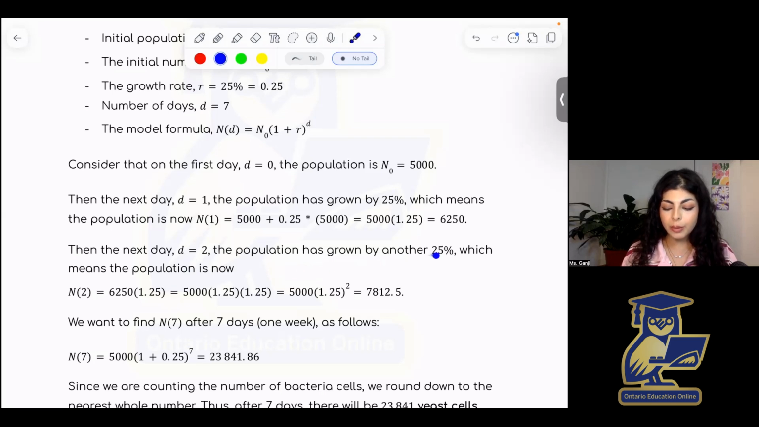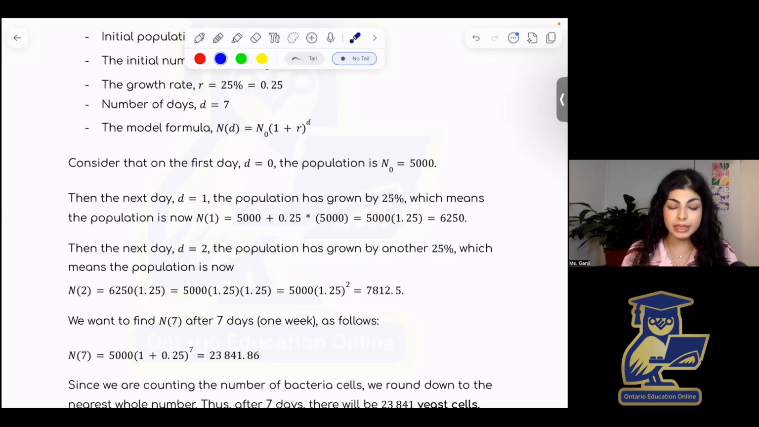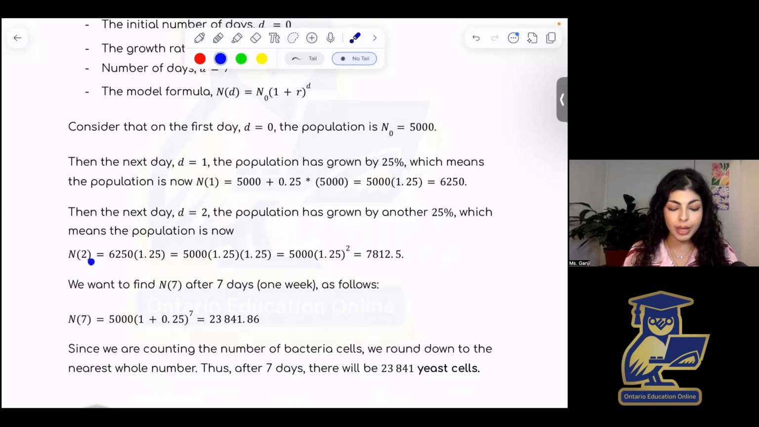So now the population has grown by another 25%, which means that now the population, N2, is given by 6,250 times 1.25. In other words, this is that 5,000 times 1.25 and now times another 1.25 because again, remember we want the 6,250 cells, but we're also adding another 25% of this value to it. And so this again is just a substitution here. Now I have 1.25 to the power of 2.